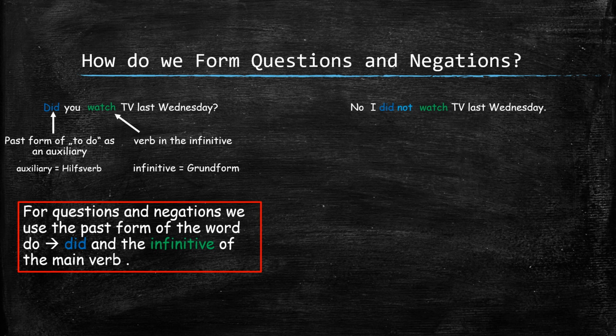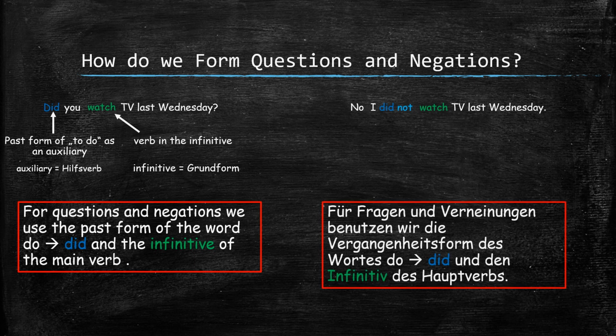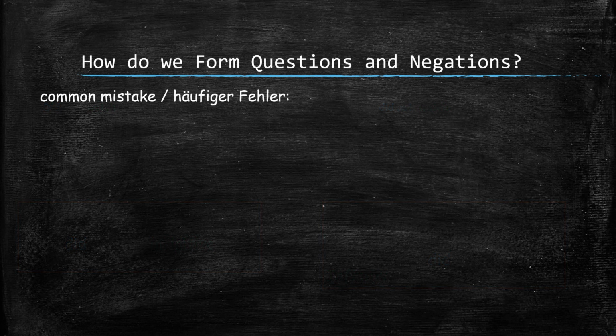And because this is really important to understand, once again in German. Für Fragen und Verneinungen benutzen wir die Vergangenheitsform des Wortes do, die ist did, und den Infinitiv des Hauptverbs. A common mistake, ein häufiger Fehler, is that students use the simple past form of the main verb in a question or a negation.